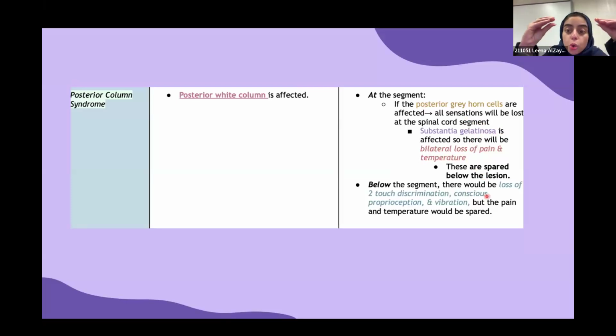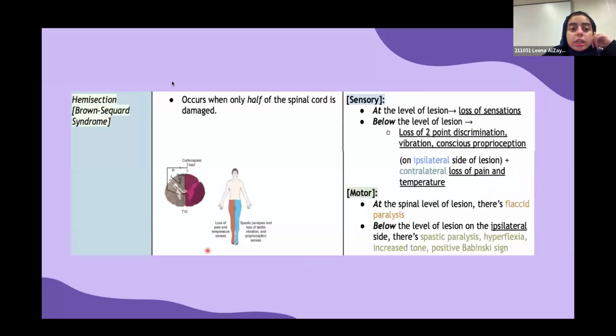So you will only have loss of pain and temperature if the posterior gray horn cells are affected on the level. So you will have that band-like shape on your waist. For example, if you're losing it on the level of your waist, you have a band of lost pain and temperature on your waist. But then below that spinal cord level, from that injury all the way down, you will have loss of two-point discrimination, conscious proprioception, and vibration. But the pain and temperature would be spared. Okay, is it clear, guys?